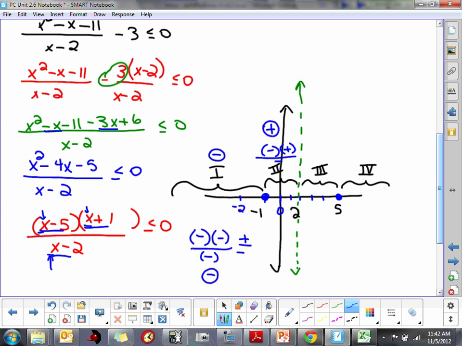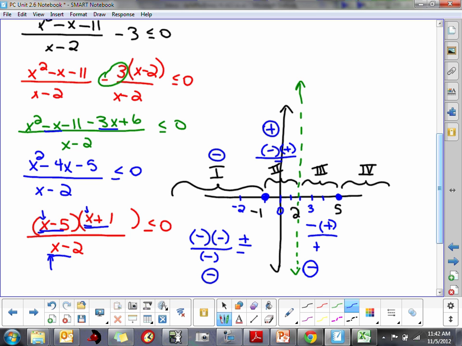So then we're going to go to interval 3. Now we can expect this to alternate. If we're by this vertical asymptote, I bet when we look in region or interval 3, it'll be negative. So we'll pick a number. Doesn't matter what we pick. We can pick 3, just so it's between 2 and 5. If I do a 3 minus 5, that is negative. If I do a 3 plus 1, that is positive. And then if we do a 3 minus 2, that's positive. So you got a negative divided by a positive, which is negative, just as we expected.